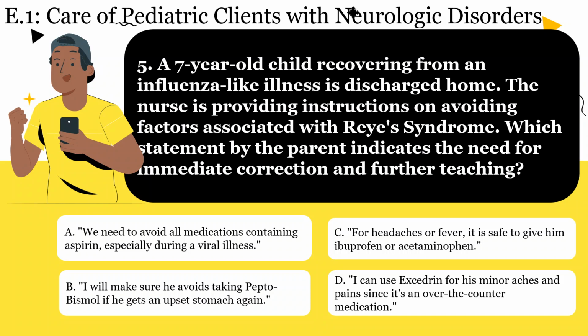And then the statement requiring correction is letter D, because Excedrin is actually a medication that contains aspirin and it has to be avoided. So you can use Pepto-Bismol, especially if there is a stomach ache, and you can also use ibuprofen or acetaminophen instead of aspirin. The best answer for number five is letter D, because it still contains aspirin.